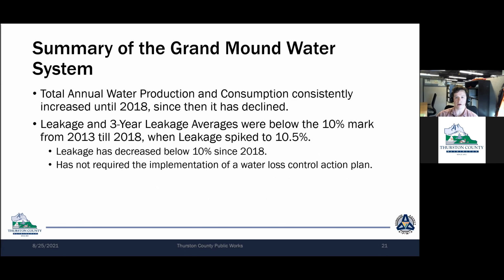To summarize water use in the Grand Mound water system, total annual water production and consumption steadily increased to their highest levels in 2018, but have since declined. Water leakage followed a similar pattern, reaching its highest levels in 2018 along with water production and consumption. Since 2018, leakage has decreased below 10% of water production, which has prevented the need for the implementation of a water loss control action plan for the Grand Mound system.